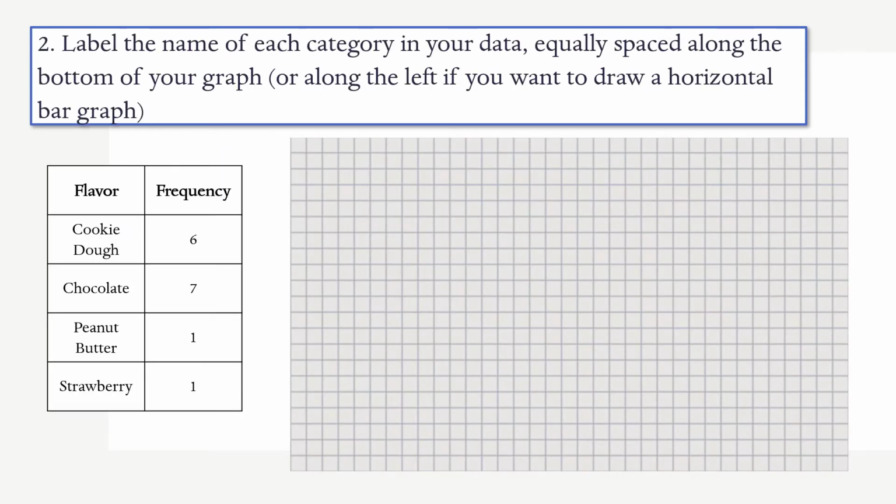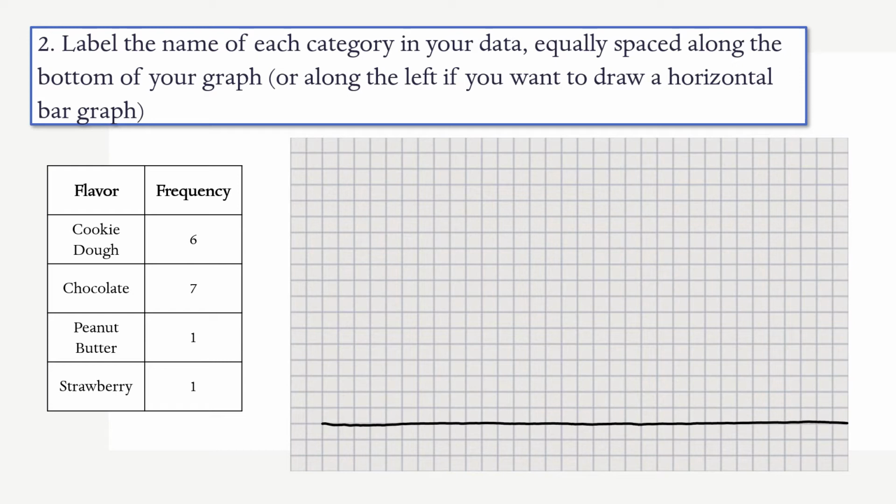Once you have a frequency table, it's going to be a lot easier to actually draw your bar chart. So the first thing we want to do is label the name of each category in your data, equally spaced along the bottom of your graph, which means that we have to draw a bottom of our graph real quick. If you don't have graph paper, that means that you'll have to use a ruler for this process, which is perfectly okay.